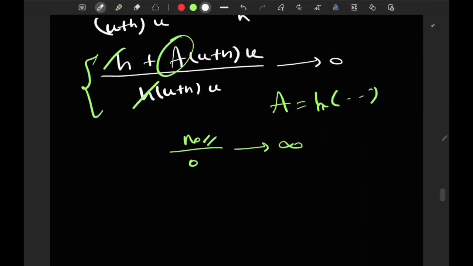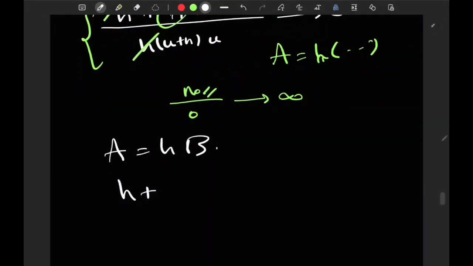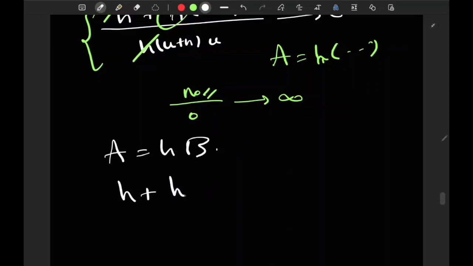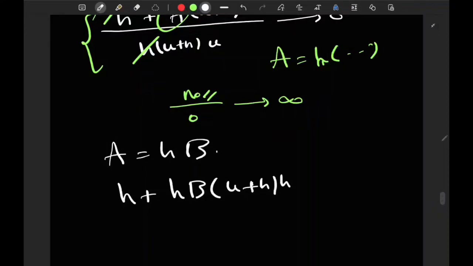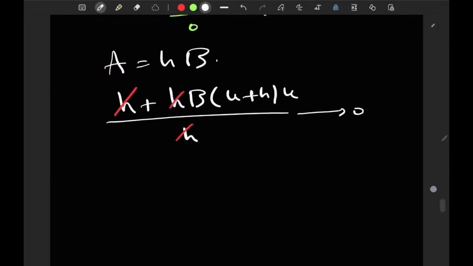So I will assume that a looks something like h times b, and that's what I substituted. I have (h plus hb) times u plus h times u, divided by h. This thing should go to 0. Now cancel out the h's, and you get 1 plus b times u plus h times u. This thing should go to 0.